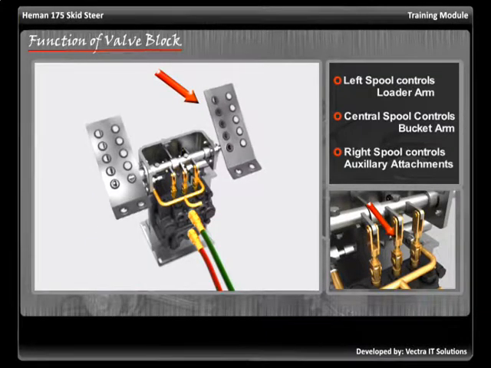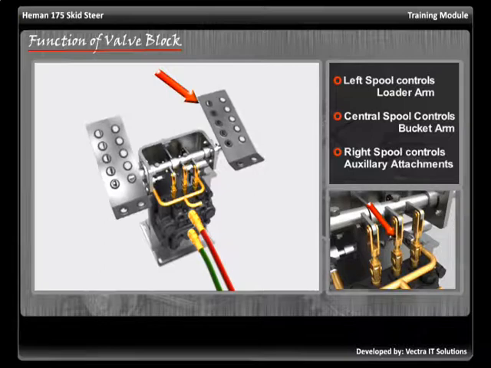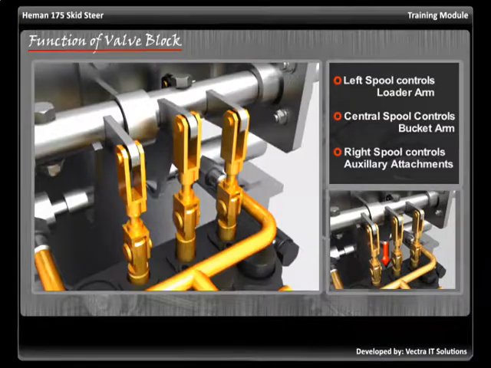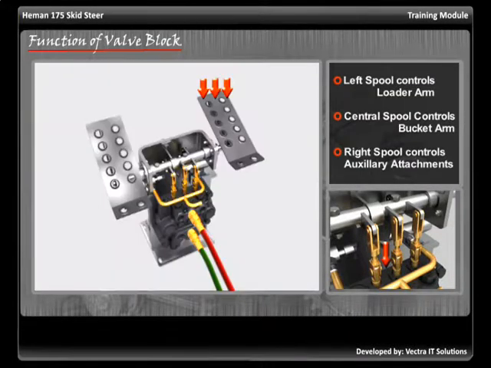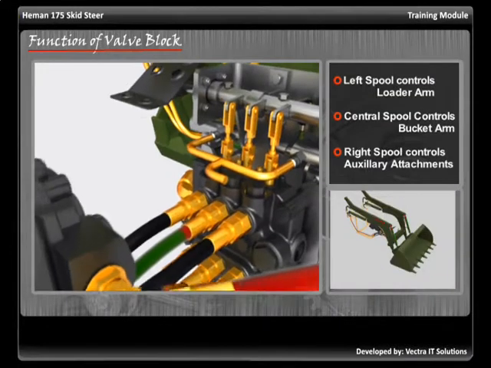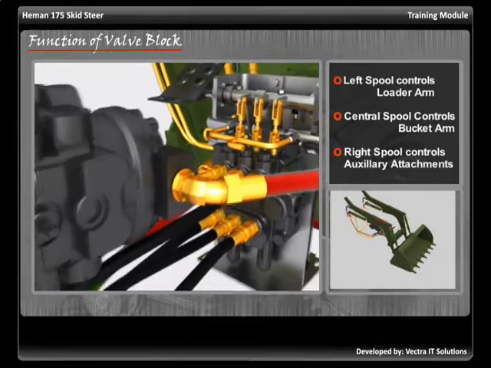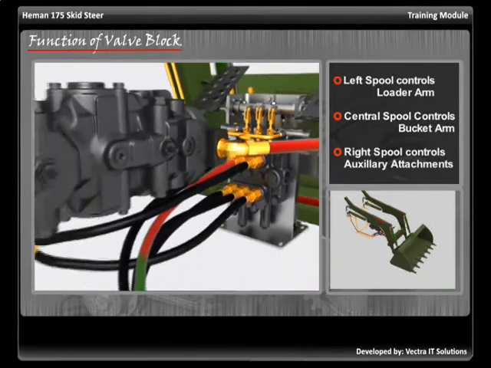The central spool of the valve block is connected to the right foot pedal. When the pedal is pushed down by the toe of the operator, it results in pushing down the spool. As the spool is pushed downwards, the pressurized oil escapes from the upper port. The oil travels through the connected hoses.